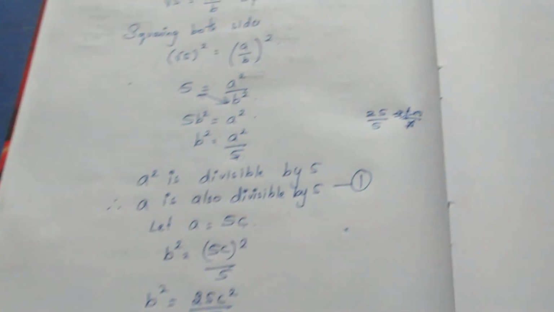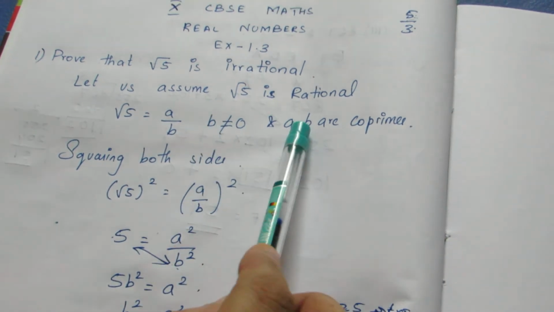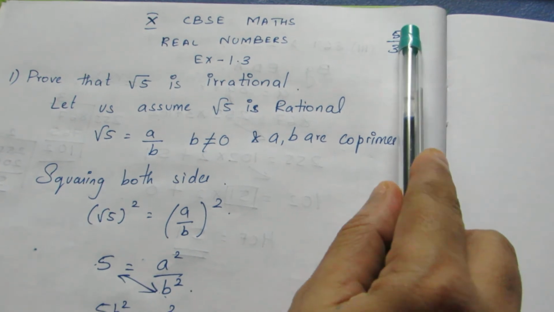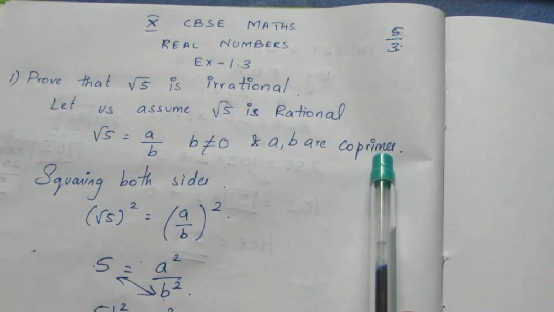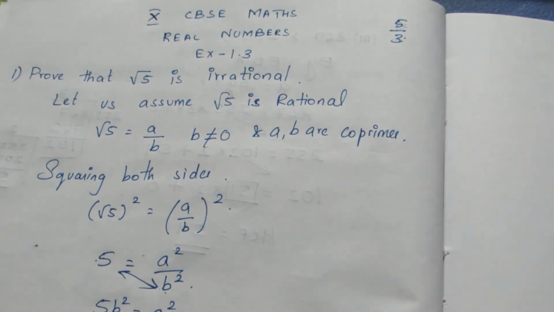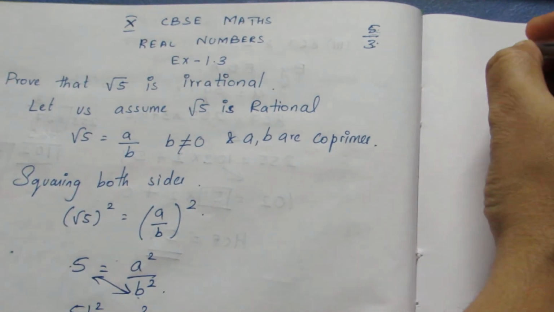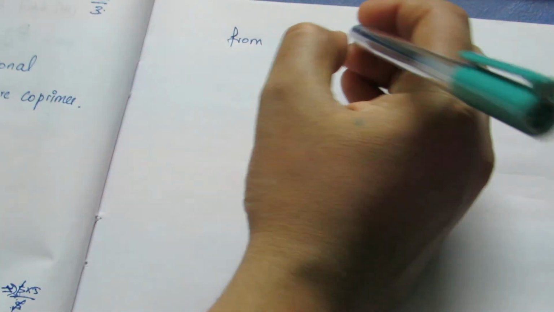But what was our assumption? We took a and b to be co-primes. As I told before, a and b will not be divisible by any numbers because it is a co-prime number. But in this sum, we have got that a and b are divisible by 5. So write it as from 1 and 2.